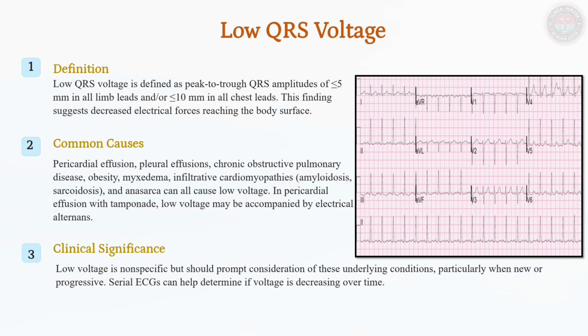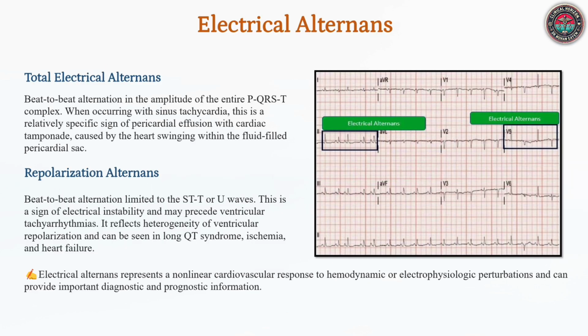Electrical alternans. Total electrical alternans, where the amplitude of the entire PQRST complex varies from beat to beat, is highly specific for pericardial effusion with tamponade physiology. Repolarization alternans, limited to STT changes, suggests ventricular instability and an increased risk of arrhythmias. Identifying electrical alternans early can be life-saving, prompting urgent echocardiographic assessment and pericardiocentesis when indicated.